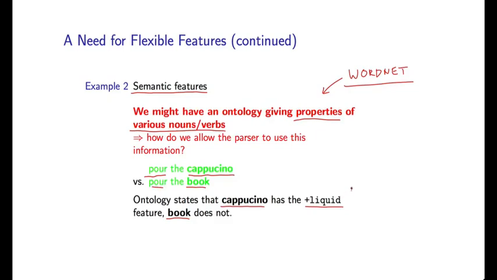So this kind of ontological information, where different nouns have different properties, can be quite useful again in modeling the probability of different parse structures or in disambiguating different parse structures. So say we'd like to build a parser that has a preference for the verb pour taking nouns with the plus liquid feature. Again, I would challenge you to think about how we would incorporate these kind of features within a probabilistic context-free grammar. It is somewhat challenging. Whereas again, we'll see with global linear models, it's relatively easy to incorporate these kind of features.